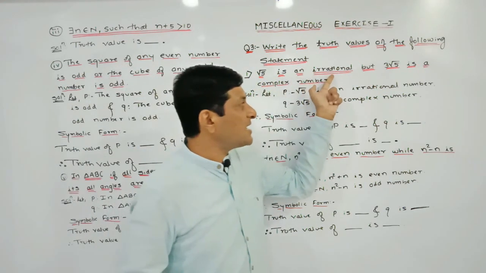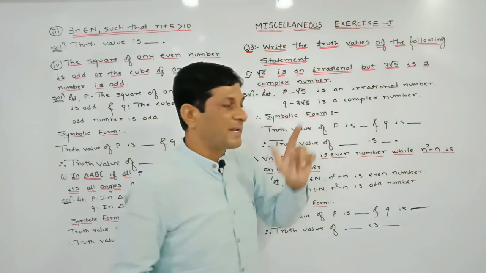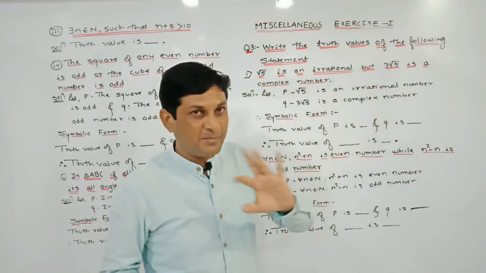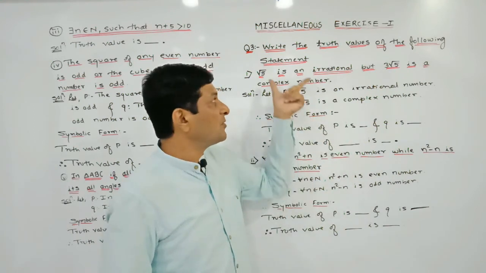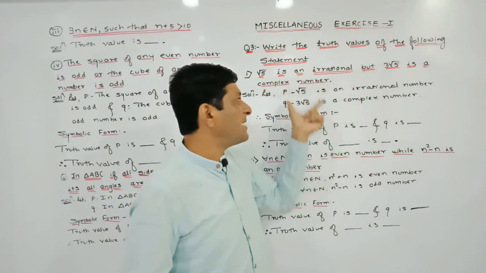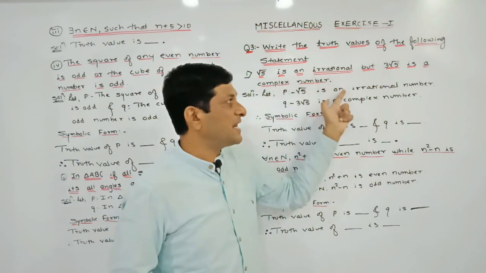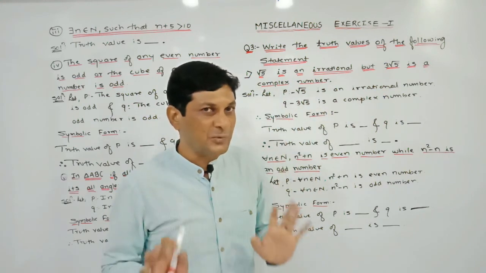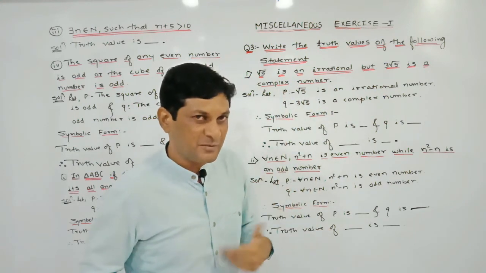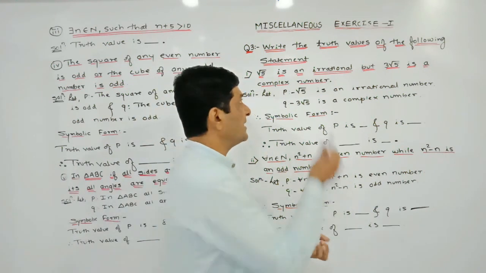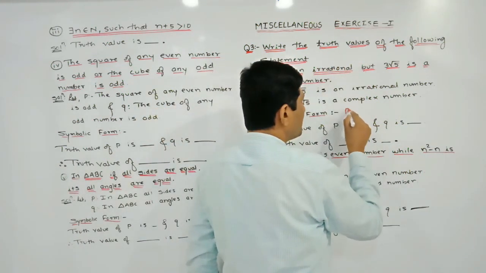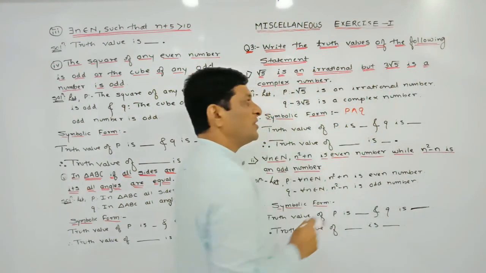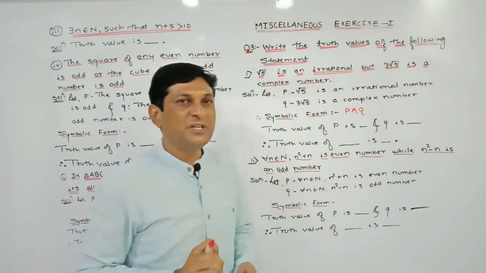Here, root 5 is an irrational number, but 3 root 5 is a complex number. Two parts are connected by "but", and "but" is an alternate word for "and". So we denote the first part by P and the second part by Q. P is "root 5 is an irrational number", and the second part, "3 root 5 is a complex number", we denote by Q. Now we find the symbolic form of this logical statement. The first part is P, "but" means and, and the second part is Q.